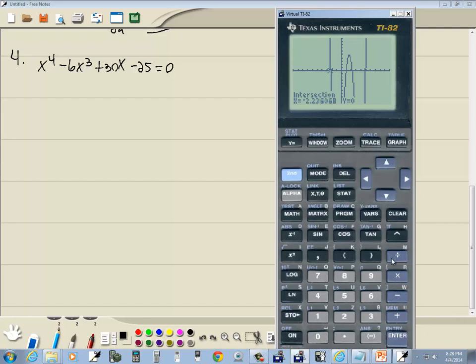Negative 2.236068. That doesn't look promising, does it? But let's try to change it. You never know. So we'll do second mode to exit out. Now push my x key, math, enter. Yeah, it doesn't change. I didn't think it would.